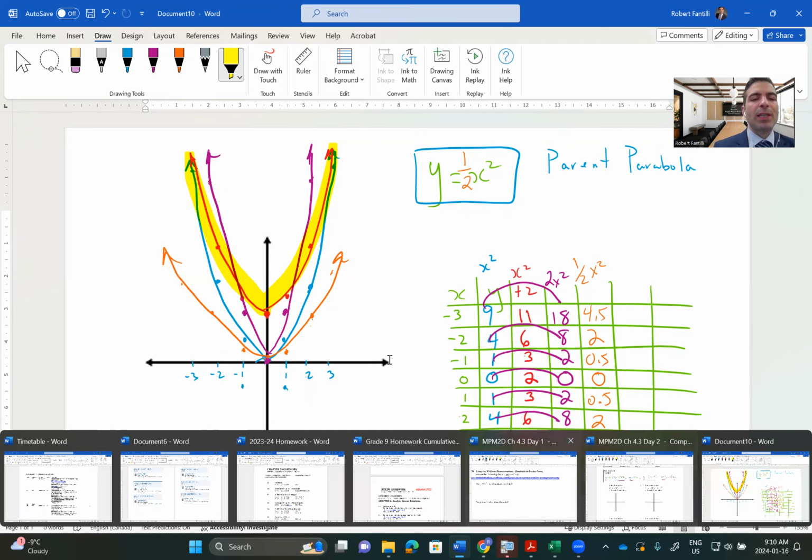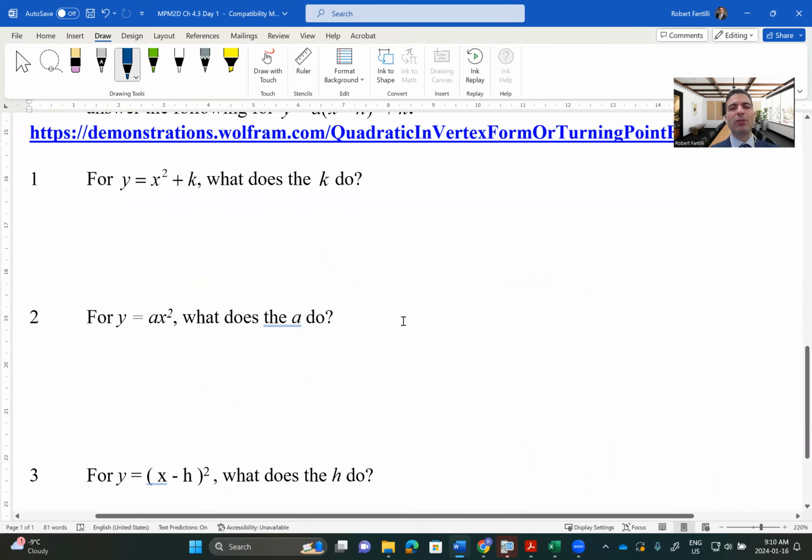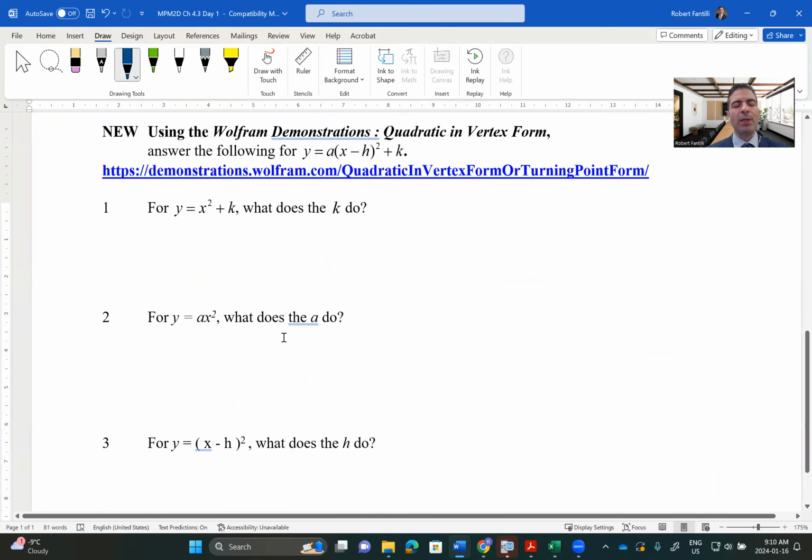So in this case, what does the k value do? The k value is the vertical shift relative to y equal x squared. I'm going to show you on the screen some completed, more detailed answers, and you can pause and record the answers then. Y equal ax squared. What does the a do?